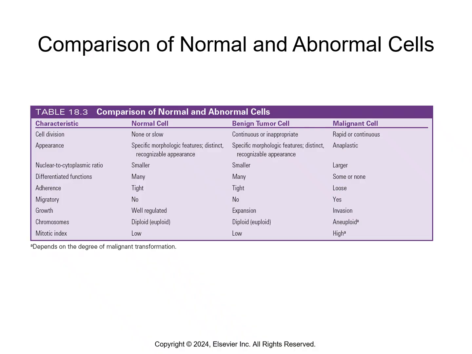Again, you can take a look at this comparison of normal and abnormal cells, benign versus malignant. Benign grows locally, slow, well-defined, and doesn't invade. Malignant grows rapidly, invades tissue, spreads, metastasizes, with poorly defined boundaries, like we just talked about. But just take a look at your slide.